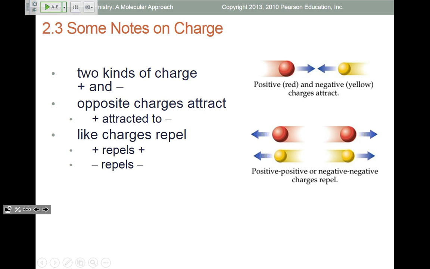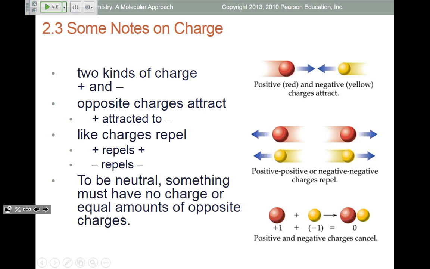And to understand some of the experiments we're going to talk about, we're going to have to remember these notes on charges. Also, remember to be overall neutral, if something contains charged things, we have to have an equal amount of positive and negative charge. And that's going to be important as well to our discussion of experiments and when we start actually talking about what our elements are made out of.